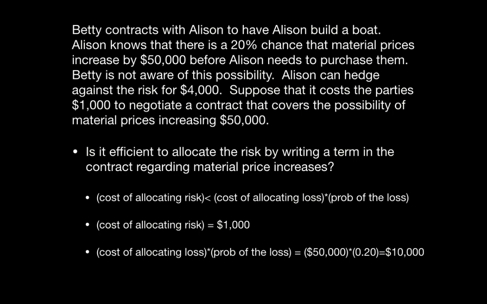Is it efficient to allocate the risk by writing a term into the contract regarding material price increases? The answer is yes. This is because the cost of allocating the risk in the contract is $1,000, while the expected cost of dealing with it ex post, or in other words, after the fact, is $10,000.